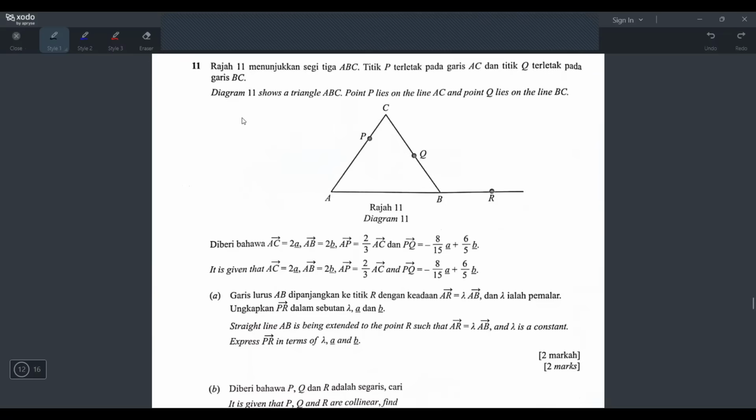Okay, let's continue with number 11. Let's see. Diagram 11 shows a triangle ABC. Okay, no problem. Point P lies on AC. Okay, I can see it. Point Q lies on BC. So far nothing important, nothing to label.